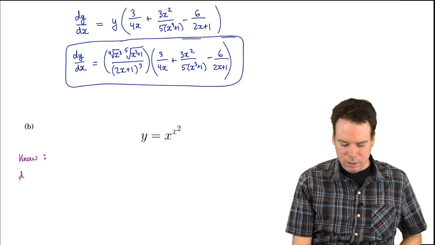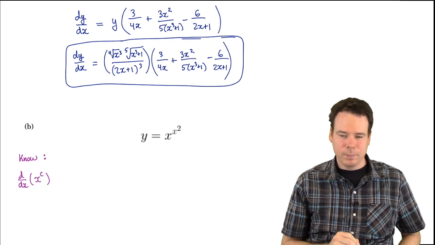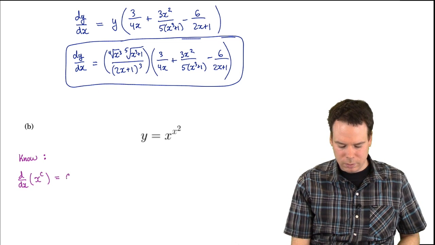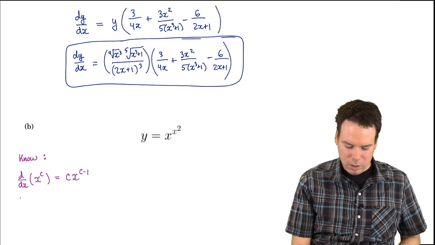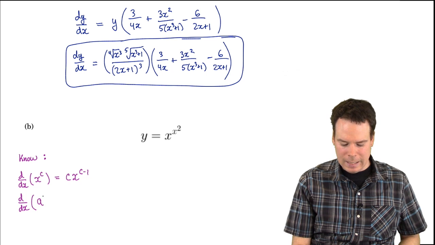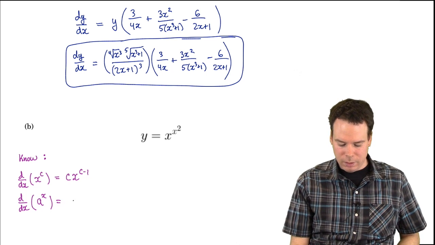We know how to deal with things like x to a constant, so maybe x to the c. What do we do there? Well, we use the power rule. That's c times x to the c minus 1. We know how to deal with functions of the form like a to the x. That's an exponential. So that was a to the x ln of a.